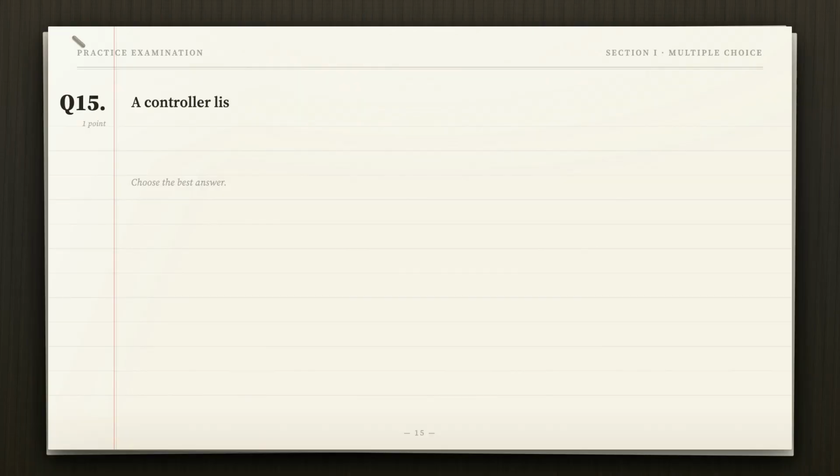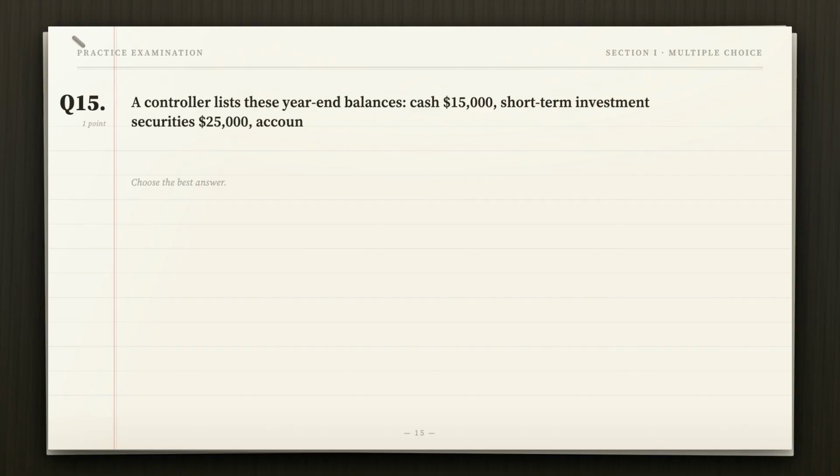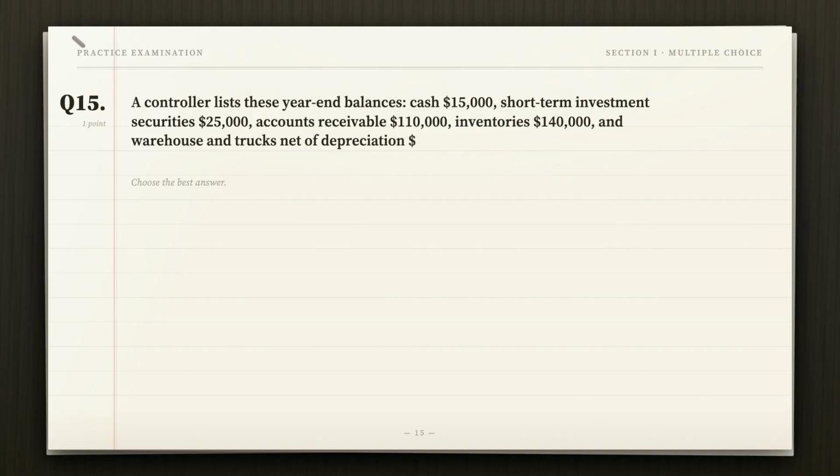Question 15. A controller lists these year-end balances: cash $15,000, short-term investment securities $25,000, accounts receivable $110,000, inventories $140,000, and warehouse and trucks net of depreciation $310,000. What is the company's total current assets?